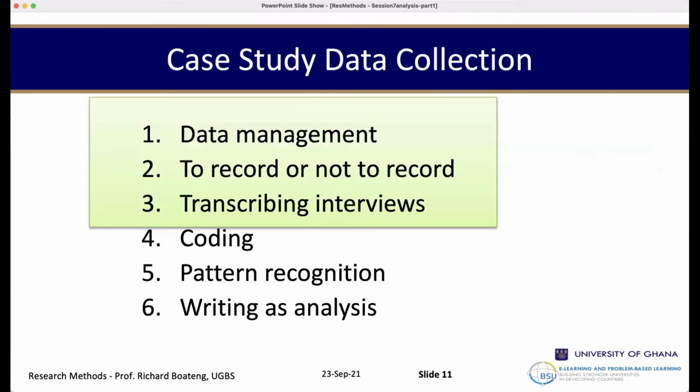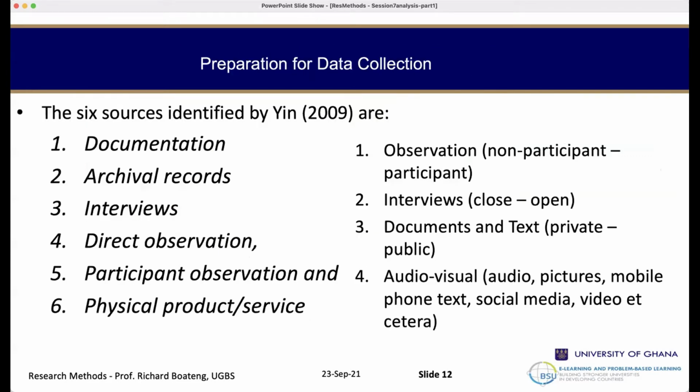Data collection captures the first three steps: manage your data, record or not to record, and then transcribe your interview. So let's look at what goes into it. There are different forms of data. The common four are observation, interviews, documents and text, and audiovisual. One question you should ask yourself is: in what format is the data reaching me, or what format of data am I generating for my study, and how best can I use it in my work?